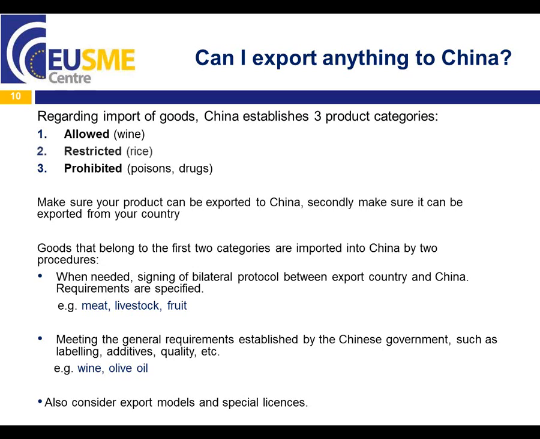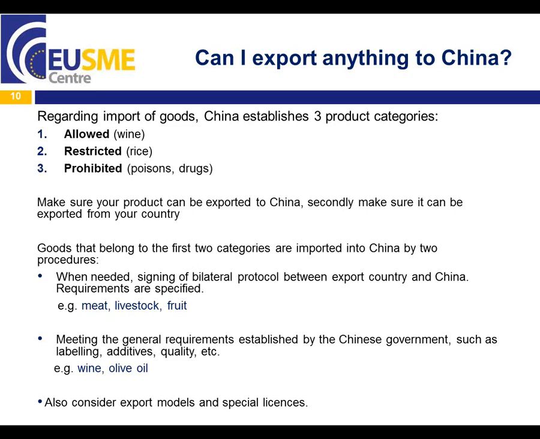We also have restricted products. It may surprise you, but you cannot freely export rice to China. You need a special license, and the importers need a special license. And you also have prohibited products, like poison or drugs that you cannot get into the country, okay?